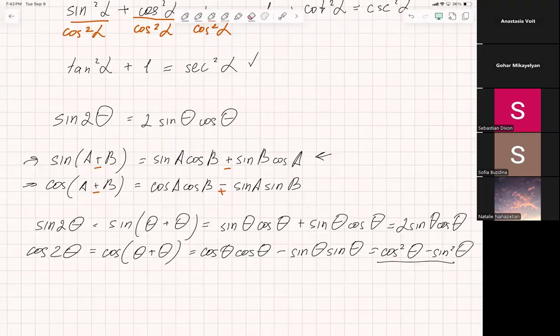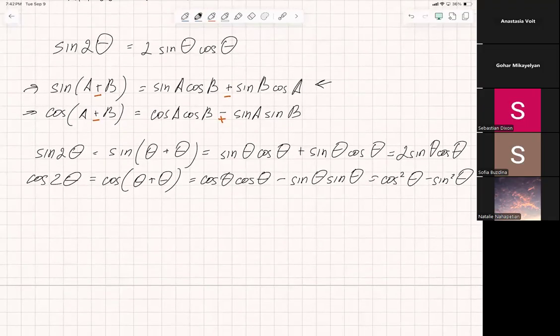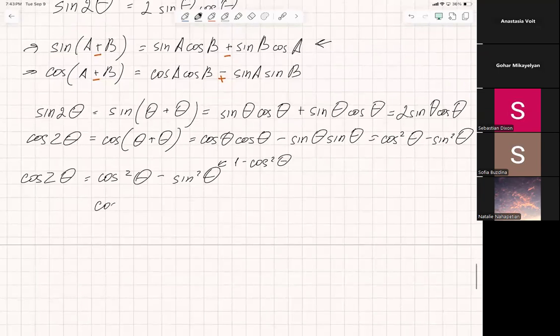So this is one of the formulas. Now again, applying the Pythagorean identity, we have cosine 2 theta equals cosine squared theta minus sine squared theta. So now I want to change this sine squared theta to 1 minus cosine squared theta, right? Using the Pythagorean identity. So I'll have cosine squared theta minus 1 plus cosine squared theta, because this minus will affect this minus as well, right? And then from here, I have 2 cosine squared theta minus 1.